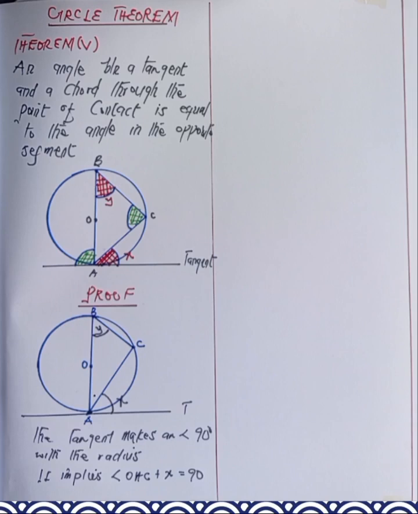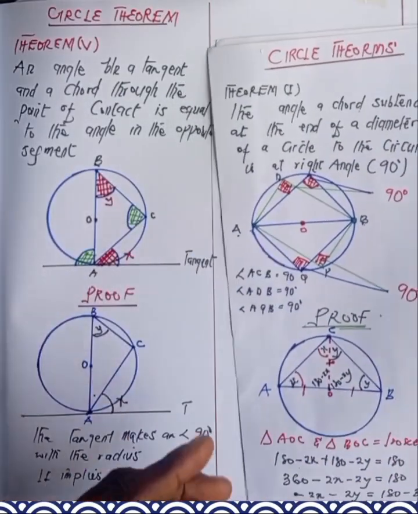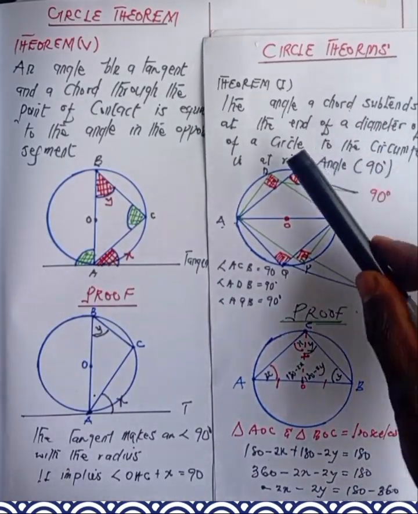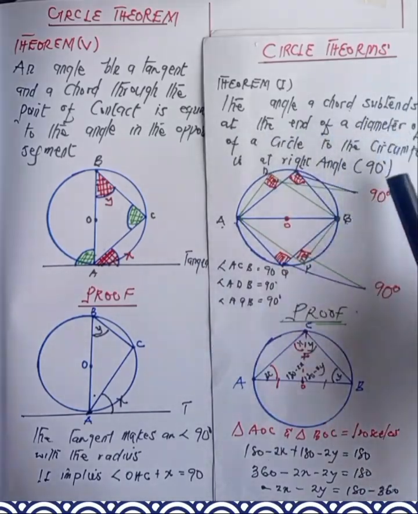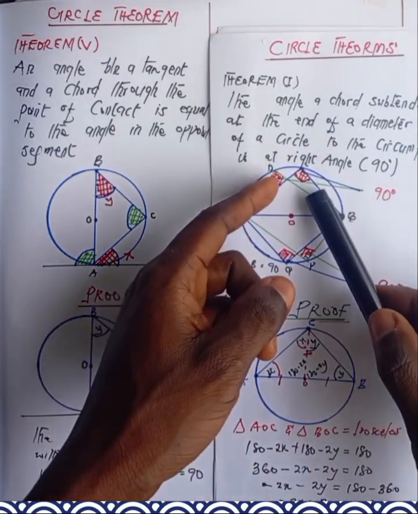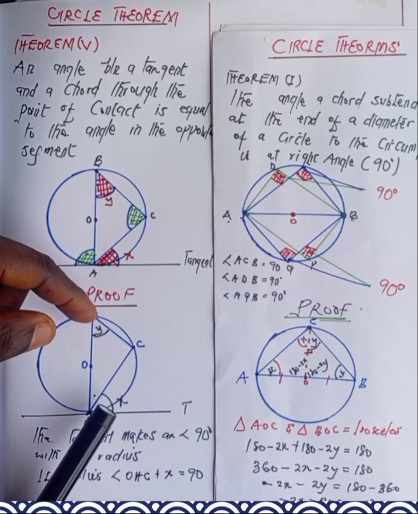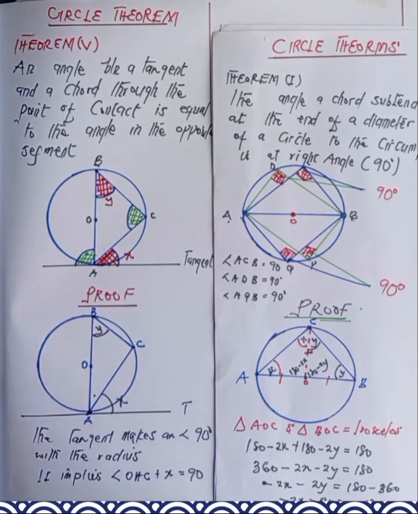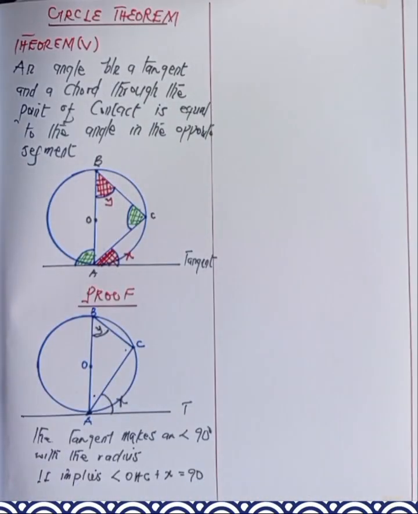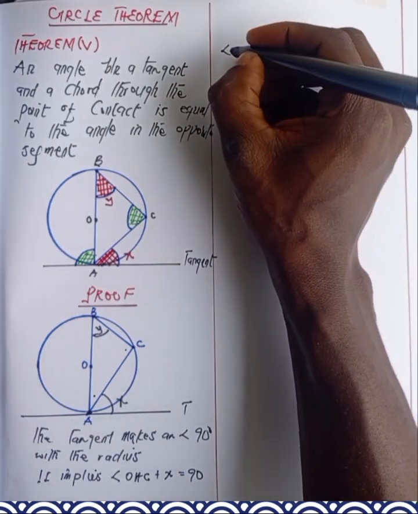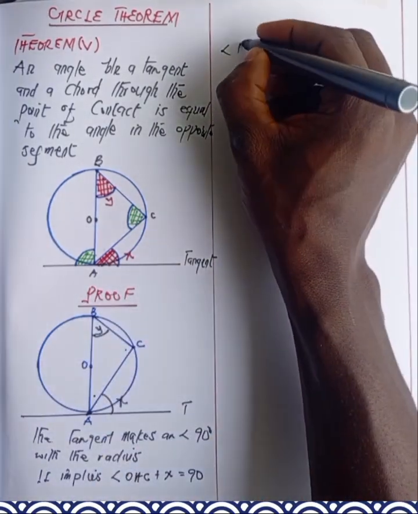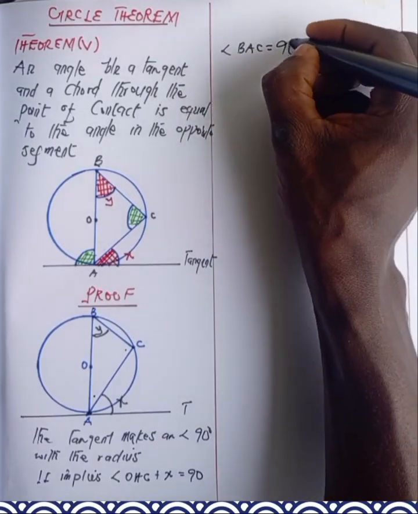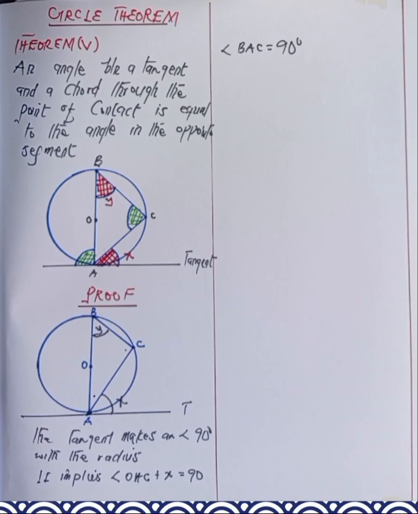Because from this side up to the tangent line is 90 degrees. Now also from theorem 1, if you have forgotten, it says that the angle a chord subtends at the ends of a diameter is equal to 90 degrees. So you can see that the angle this chord is subtending at the circumference is 90 degrees. So we can say that this angle is equal to 90 degrees. Very good. So we can say that angle BAC is equal to 90 degrees.